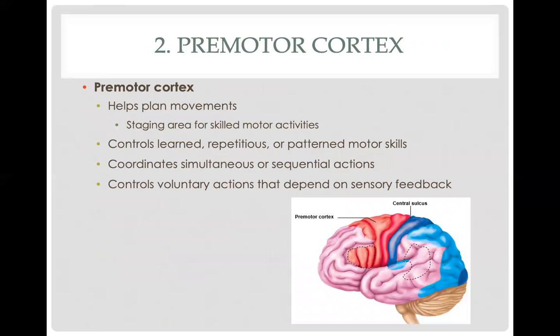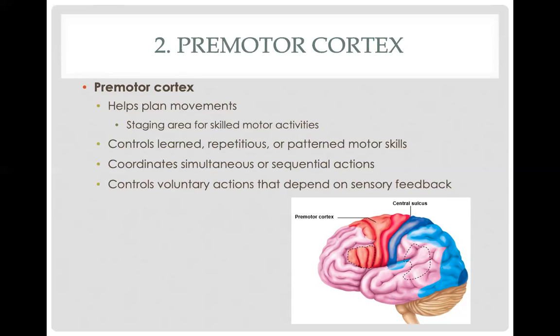Now, if you're looking at the brain more anterior to your precentral gyrus, you have an area called premotor cortex, which is this area right here. So premotor cortex is really important in giving you the ability to create repetitive motions, better known in common terms as muscle memory.